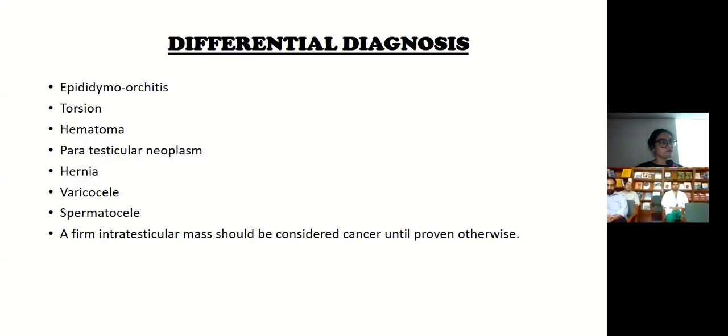After 50 years, germ cell tumors are less likely. There might be a non-germ cell tumor like lymphoma or leukemia. Yes, lymphoma is the second most common type of testicular tumor in those patients who are more than 50 years, presenting particularly with bilateral testicular swelling, but it can present with unilateral testicular swelling.